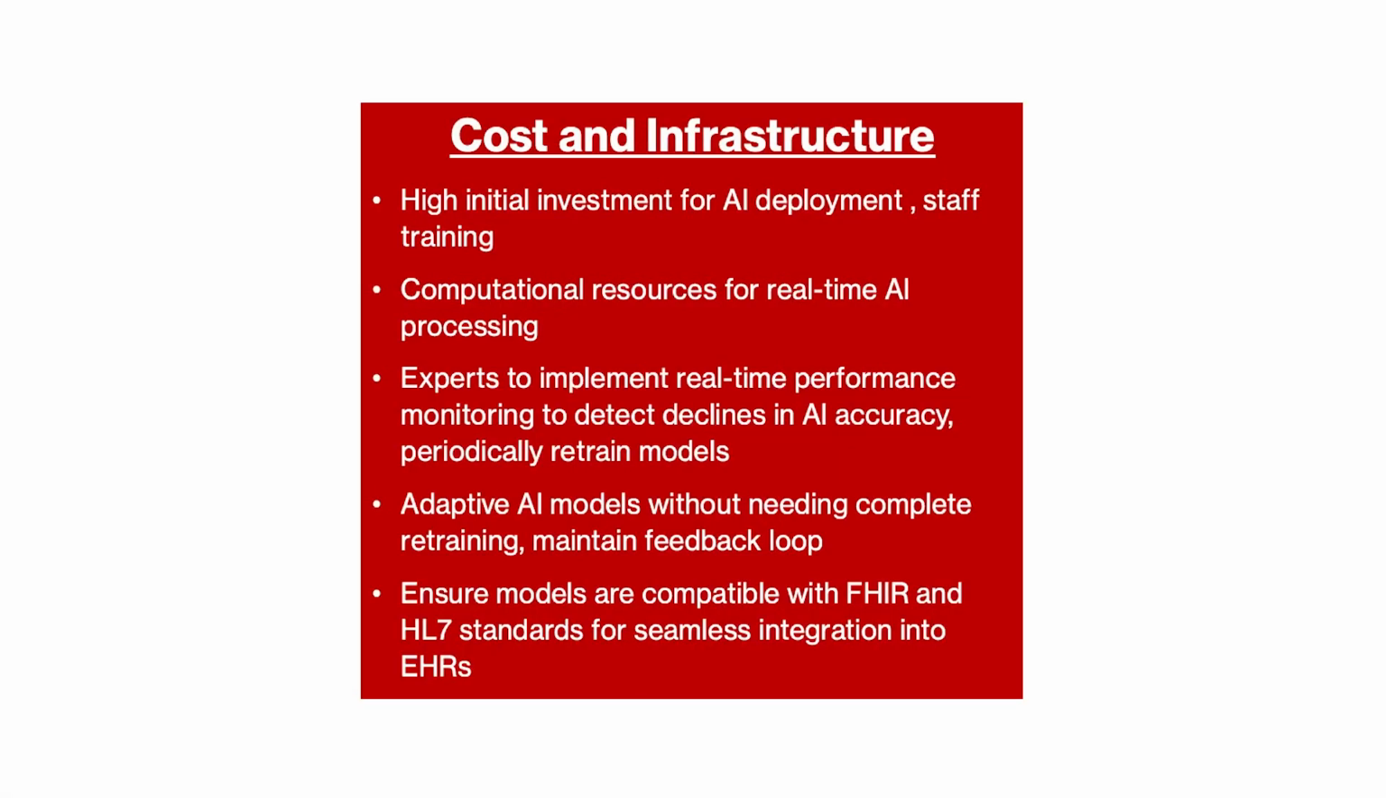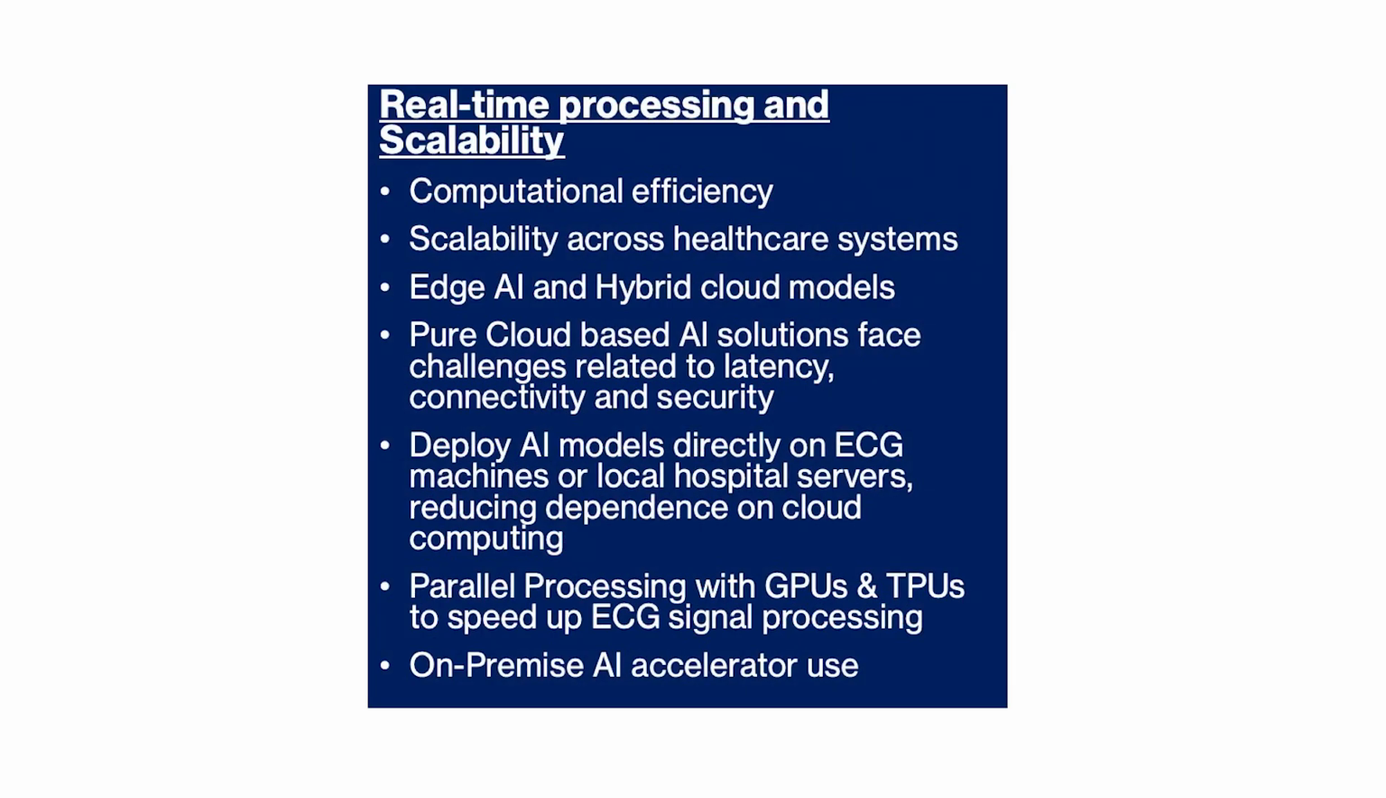And we need to have adaptive AI models without needing complete retraining so they can retrain themselves. So these algorithms have to be thought out carefully and deployed carefully. And we have to ensure that the models are compatible with all the regulatory stuff, right? So FHIR, HL7 standards for seamless integration into EHR. And then real-time processing and scalability. So think about computational efficiency. So scalability across multiple health systems. So if you have multiple hospitals, you need to make sure it can be scalable.